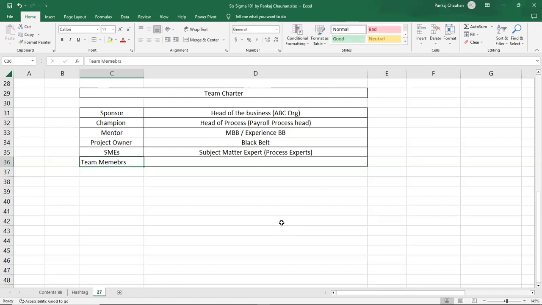They are the yellow belts or the green belts who will be helping you, or maybe somebody learning about Six Sigma, or maybe they have an attitude towards process improvement. Those people will become your team members and they will be helping you in carrying out the project.